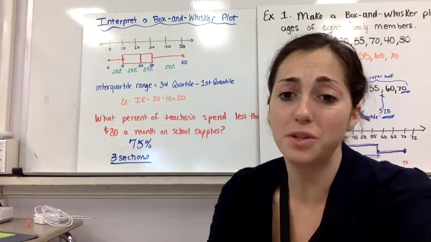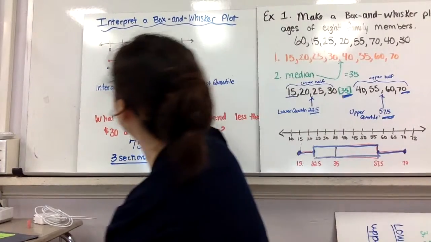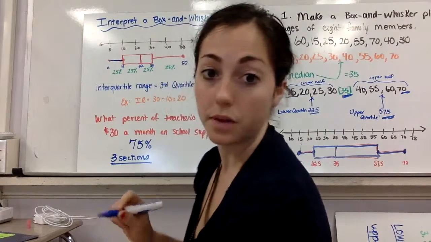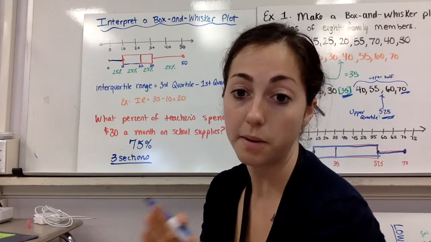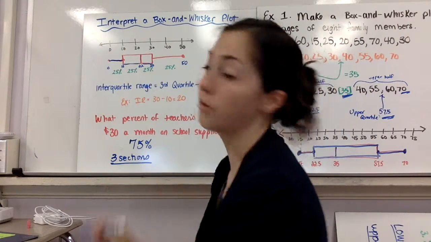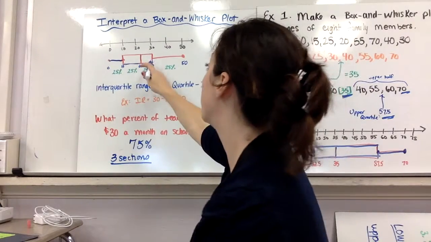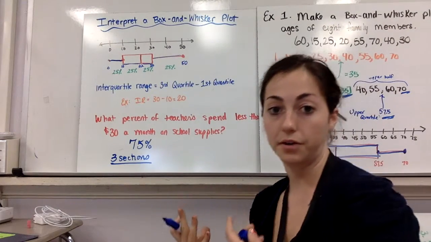So interpreting it, we need to know some things. We are split into 4 sections. My first section is my whisker. My second section is this part of the box, right, from my first quartile, my second quartile. My third section is right here from my median to my third quartile. And then my last section is right here, and that makes up the entire thing.